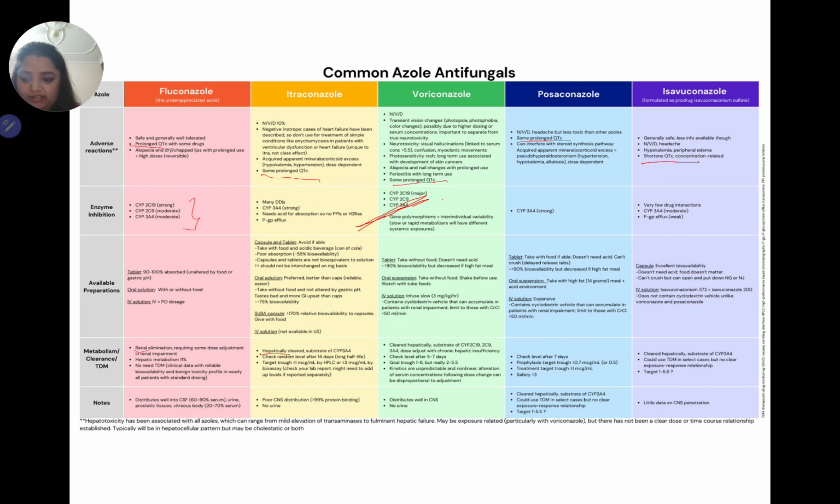And then if you look at the metabolism, all the azoles are metabolized mainly by the hepatic route, except for your fluconazole, which has more of renal elimination. That is why among the azoles, in a case of UTI or when you are suspecting lower UTI, the drug of choice will be fluconazole and not the other azoles.